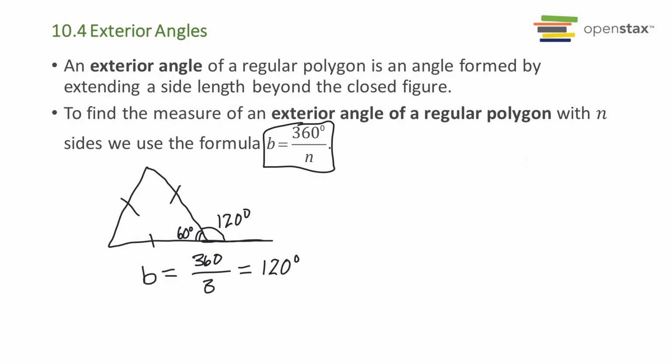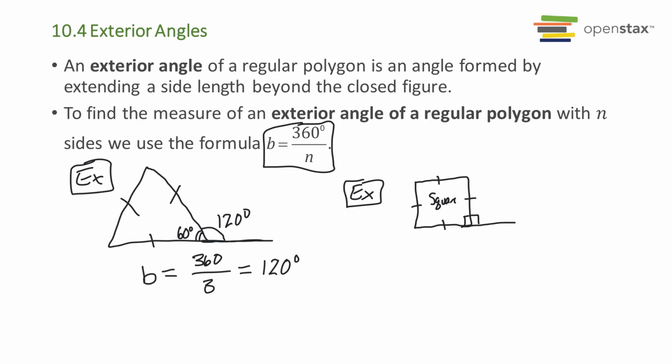So this was an example of an equilateral triangle. A regular quadrilateral is really just a square, right? We know this is 90 degrees, and so this also has to be 90 degrees, because 90 plus 90 is 180. That tells us that if we would have just done 360 divided by 4, we know that's 90 degrees. So that's how you can find exterior angles quickly. It's just 360 divided by n.